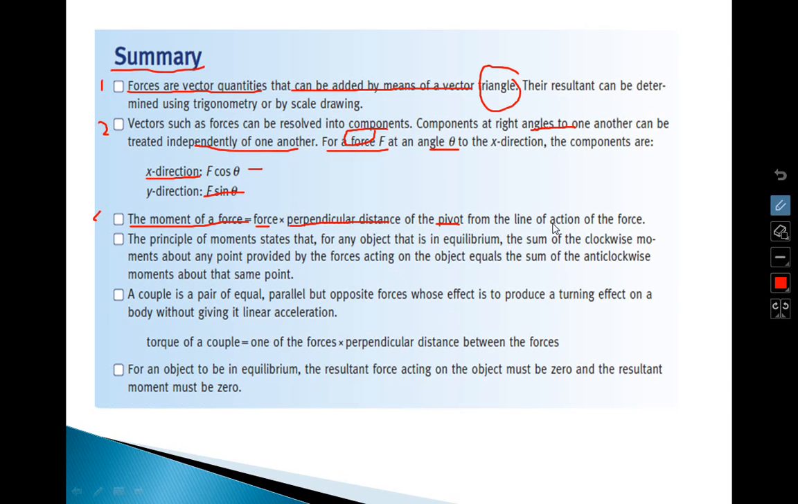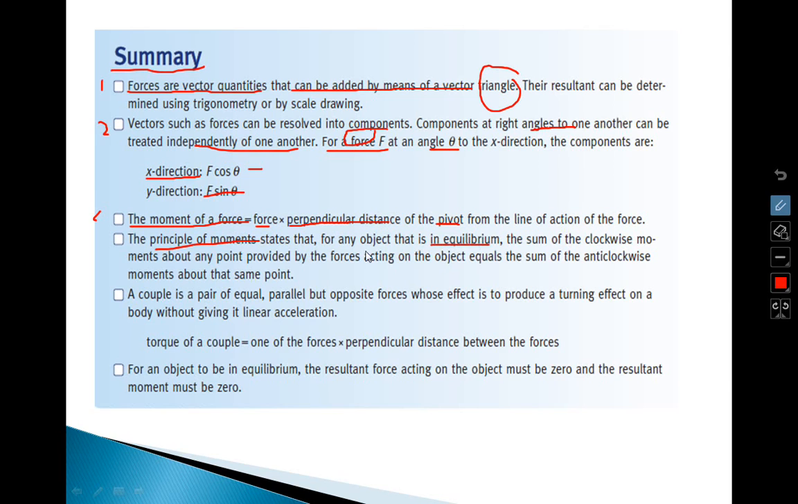From line of action of the force. Number 4, the principle of moments states that for any object that is in equilibrium, the summation of what? This is very important. We solve lots of examples by this formula.